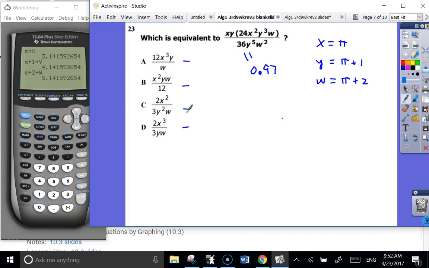Anybody? Which one had that same value? D on mine. So you put this one in, and you also got 0.97? Okay. Yes. Go to. You don't have the store in there. You don't have that right arrow, right?